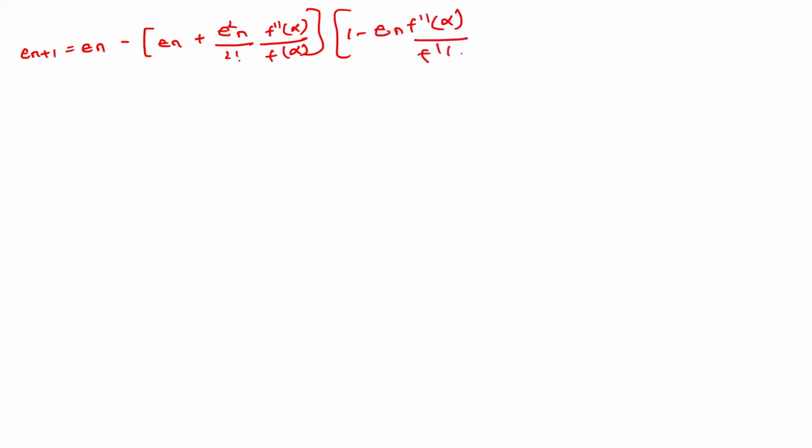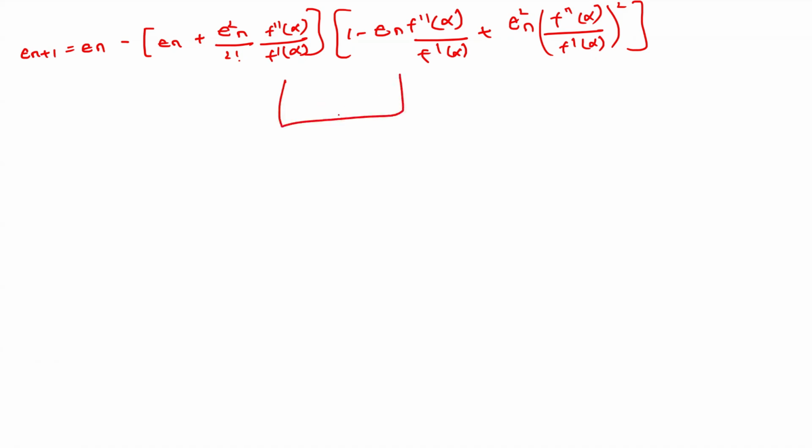So en plus 1 is equal to en minus en plus e square n by 2 factorial f double dash of alpha by f dash of alpha, into 1 minus en into f double dash of alpha by f dash of alpha plus e square n into f double dash of alpha by f dash of alpha, whole square. Then we proceed further.